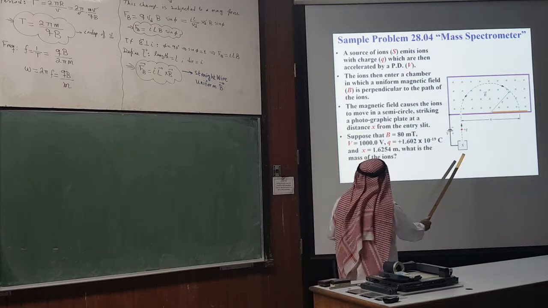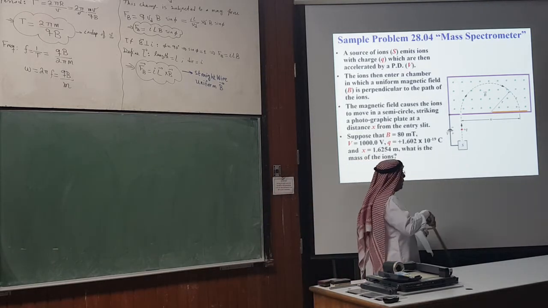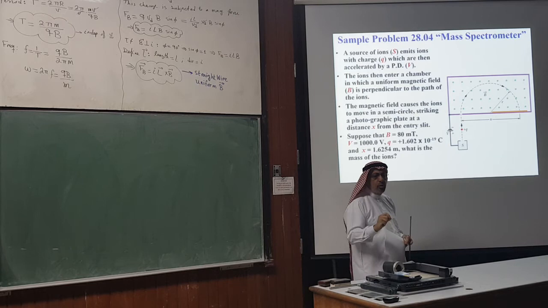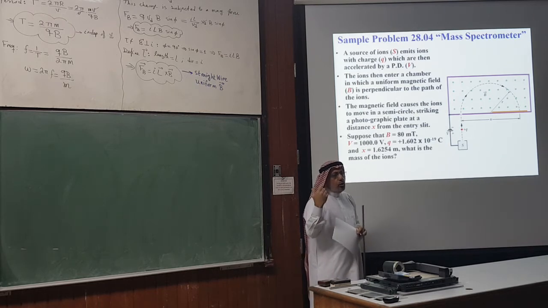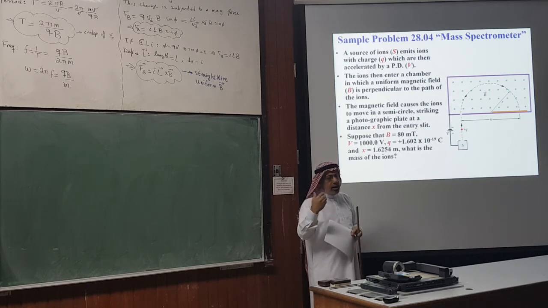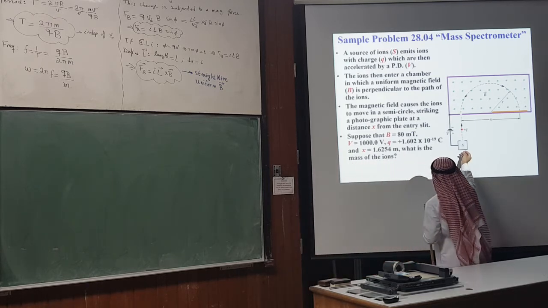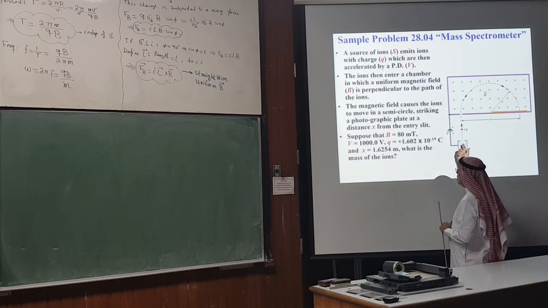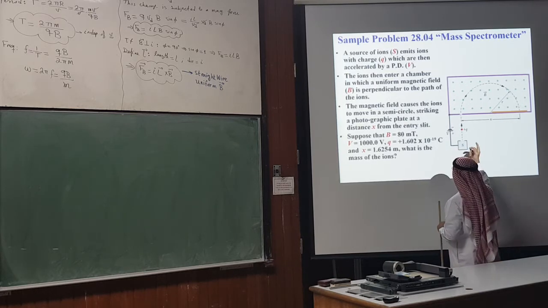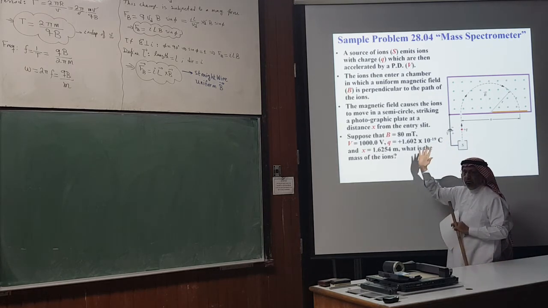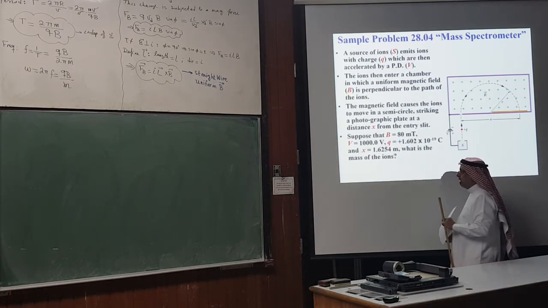A source of ions, here is a source of ions, so you basically extract one or two outer electrons from the atom, so it becomes an ion. You do that by heat, by an electric field, by any means you create this ion, and you let the ions get out of this source. This is the source where you create the ions. They get out of this source with very small speed. You can say almost stationary.